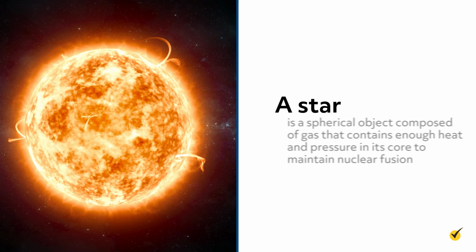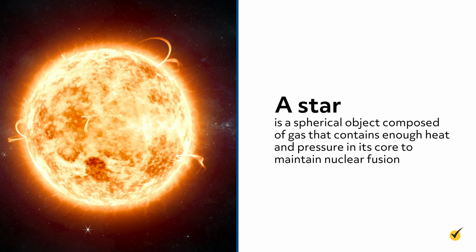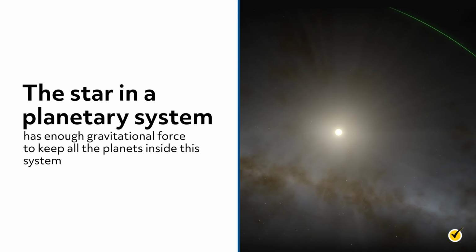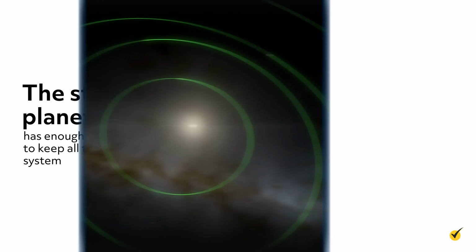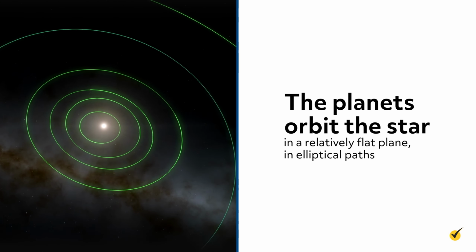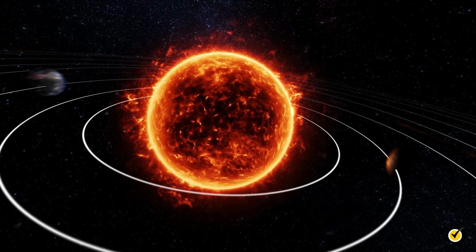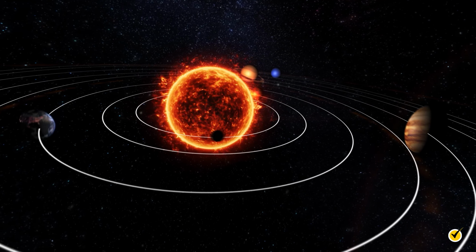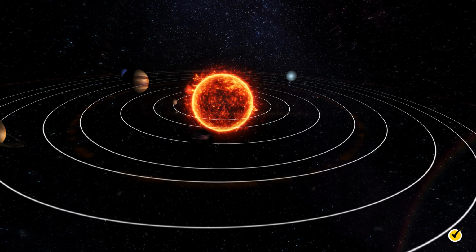A star is a spherical object composed of gas that contains enough heat and pressure in its core to maintain nuclear fusion. The star in a planetary system has enough gravitational force to keep all the planets inside this system. The planets orbit the star in a relatively flat plane, in elliptical paths. In order to understand the solar system and how it evolved, we have to look at its main components. By observing these bodies and their dynamics, it is possible to piece together a theory of how they began.